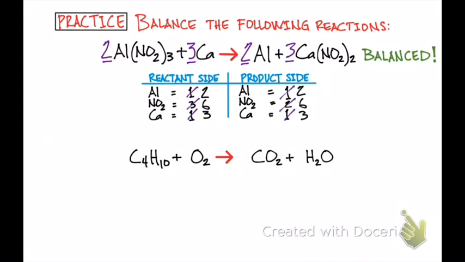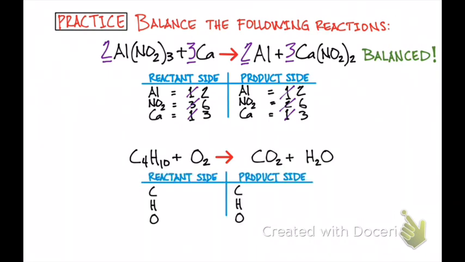The one at the bottom here is another combustion reaction. So again, count the total number of atoms for each element on both sides of the arrow. So we have carbon, hydrogen, and oxygen. On the left-hand side, we have 4 carbons, 10 hydrogens, and 2 oxygens. And on the right, we have 1 carbon, 2 hydrogens, and 3 oxygens. So how do we balance this out? So again, we can look at carbon first if you like. We can put a coefficient of 4 in front of CO2.